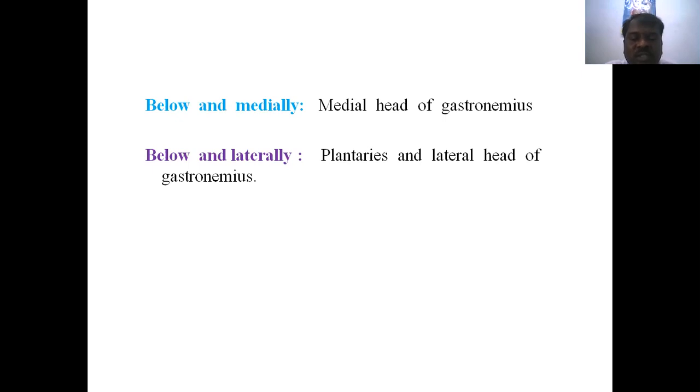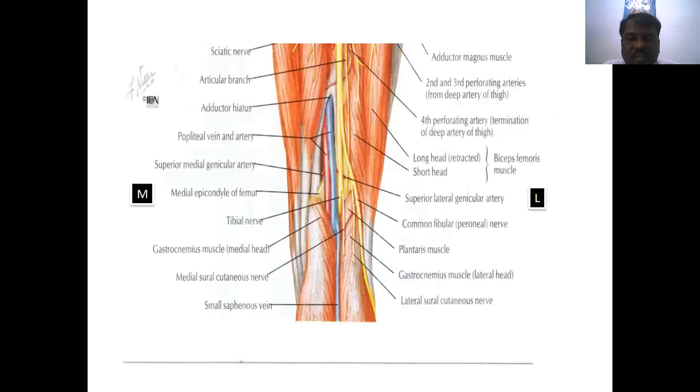biceps femoris muscle. See this diagram. Here this is the medial side, this is the semitendinosus muscle, and this is the semimembranosus muscle. Semitendinosus and semimembranosus form the upper medial boundary, whereas laterally it is bounded by the biceps femoris muscle. Biceps femoris makes the upper lateral boundary, whereas below, medially and laterally, it is bounded by the medial head of the gastrocnemius and the lateral head of the gastrocnemius. It is a bulky muscle present in the calf region.